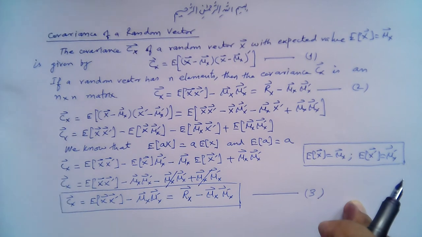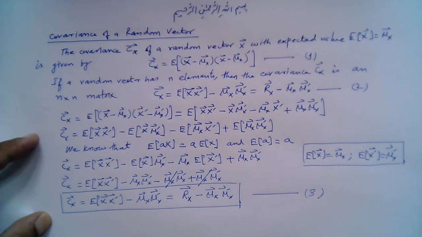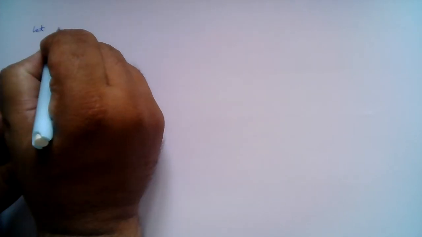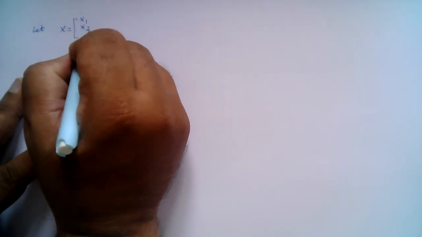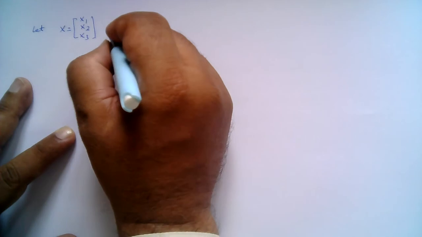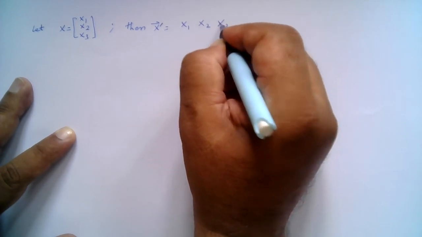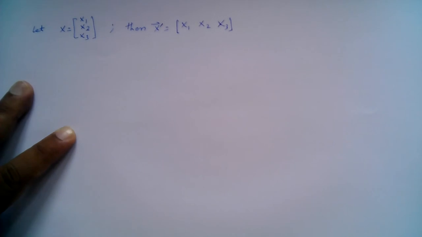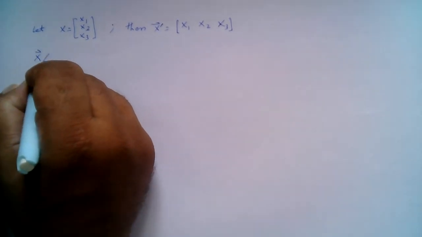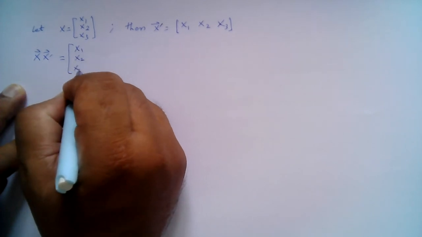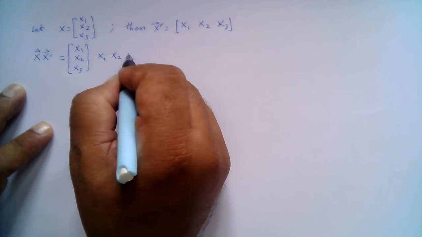So to further demonstrate, let us derive a covariance matrix for an example random vector. Let us consider a random vector with 3 elements. So let x be a random vector with 3 elements, x1, x2, and x3, right? Then x dash bar, the transpose, will be x1, x2, x3. This will be a row vector now. So the product x multiplied by x dash will be the product of this column vector x1, x2, x3 multiplied by x1, x2, x3, this row vector here.